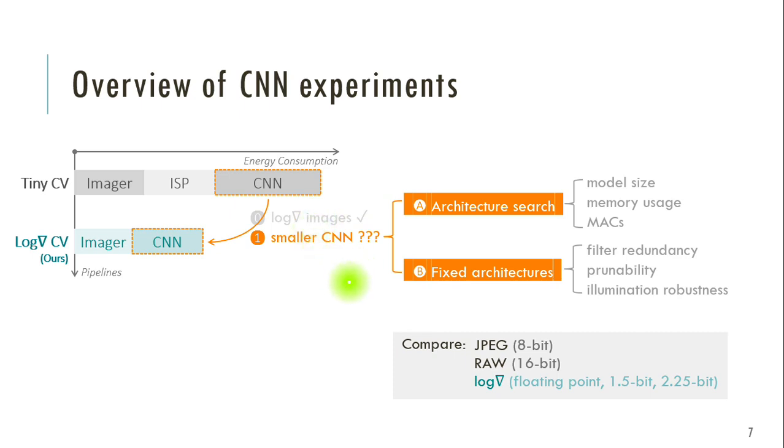Next, I'm going to show that convolutional networks here are actually smaller. We prove this from two perspectives. The first one is architecture search, to directly observe if we get smaller models. And another one is not that straightforward. It's a fixed architecture convolutional neural network, to check the prunability.